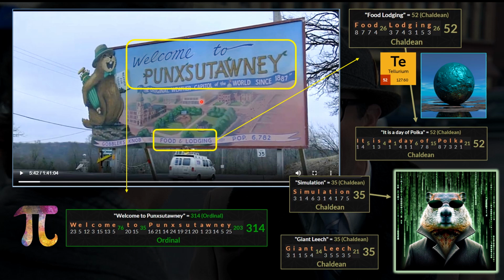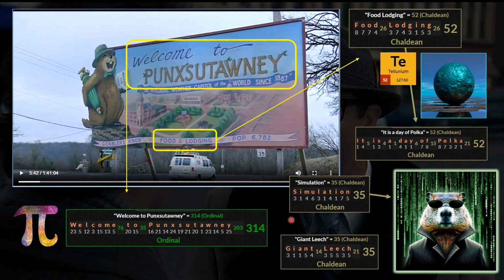There's lots going on here in this image. Food and lodging sums to 52 in Chaldean. And 52 is a match to the 52nd element on the periodic table, tellurium, which is named after the Earth, Tellus. And 52 matches, it's a day of polka, which is when you watch the movie, every time he goes to the Groundhog Day festivals, there's polka music playing, and the song that they're repeatedly singing is called "It's a Day of Polka." If you can see the speed limit sign at 35.